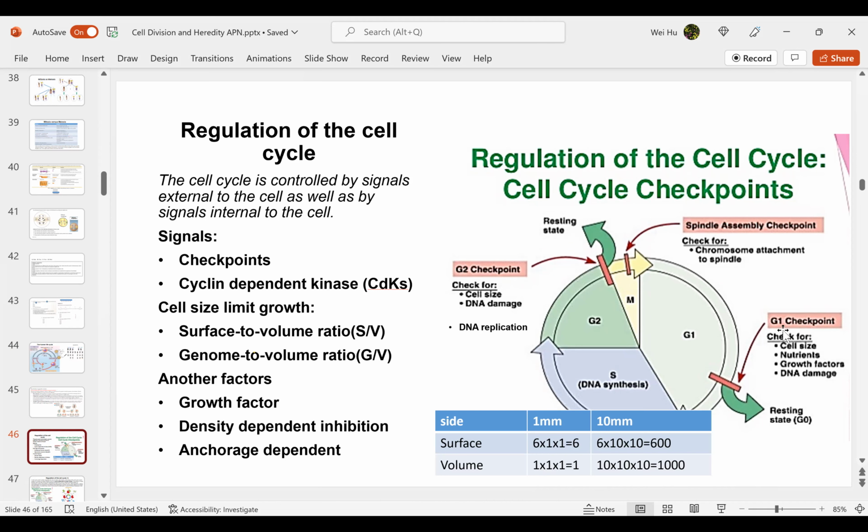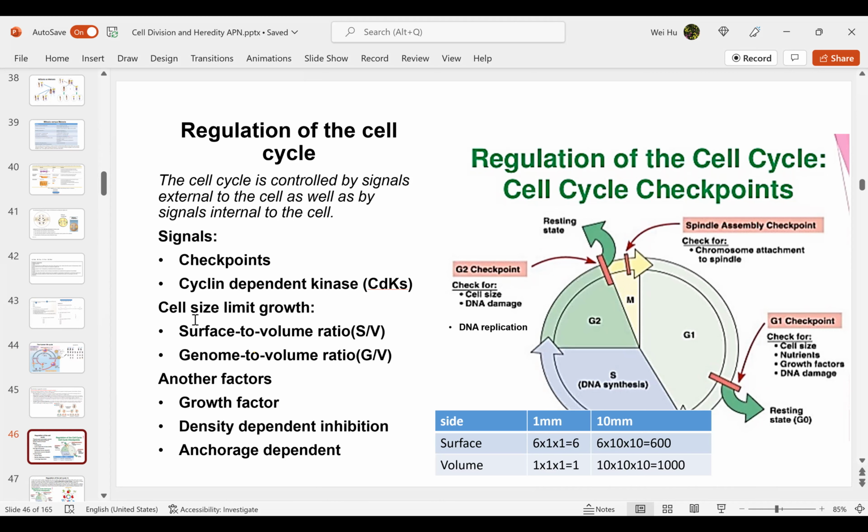Checkpoints: at the G1 checkpoint, you have to check cell size, nutrients, growth factors, and DNA damage. Then you have the G2 checkpoint, where you check the size and DNA damage. During meiosis or mitosis, you also have another checkpoint, when the chromosomes touch the spindle fibers. They have to attach equally. So you have 3 checkpoints, and this is controlled by cyclin-dependent kinase, the enzyme and substrate set.